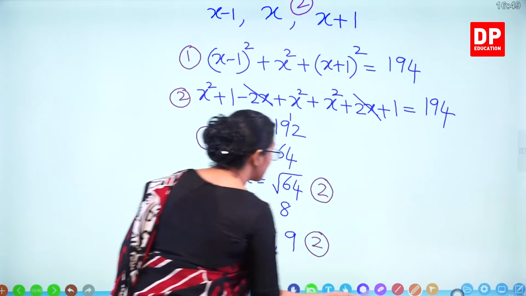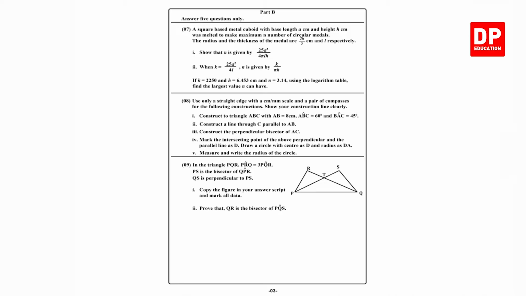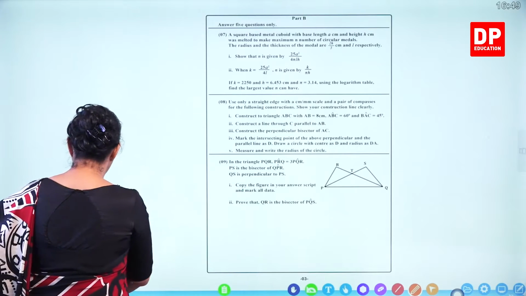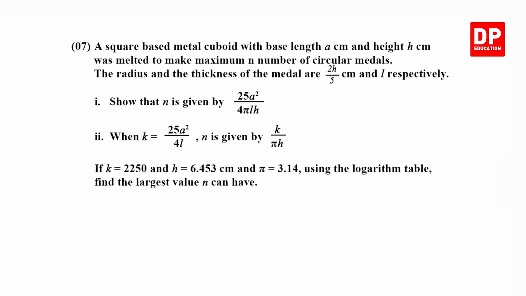Now we'll look at the next one. You can do part B. So part B also you get 6 questions, but you have to answer only 5 questions. So let's do 7, 8, 9. Question number 7, you get 2 parts.